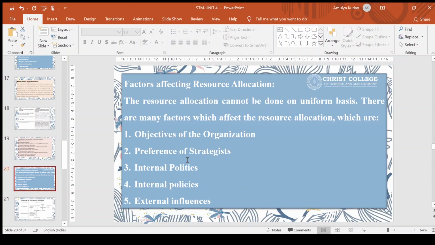Okay, that we will be dealing with. So before going to the strategic budgeting, let me tell you what are the different factors which will influence the resource allocation. Okay, the first one is objective of the organization.